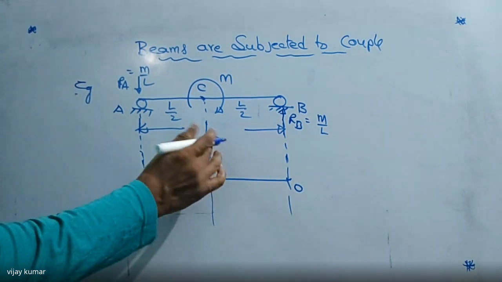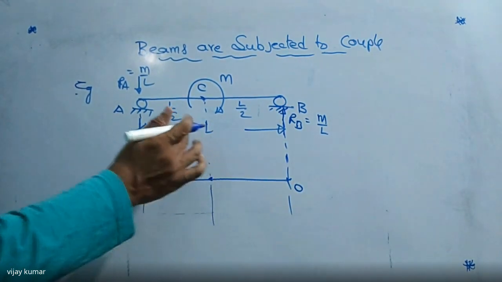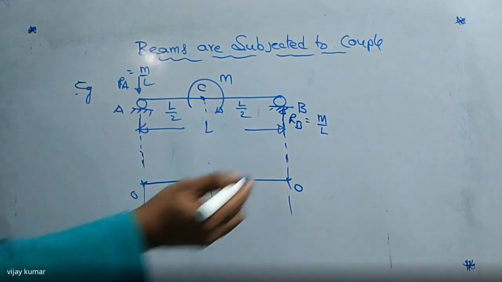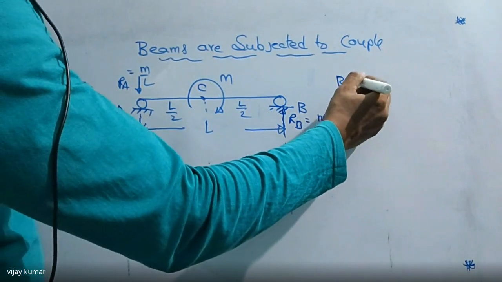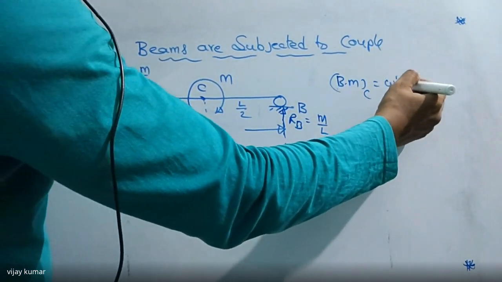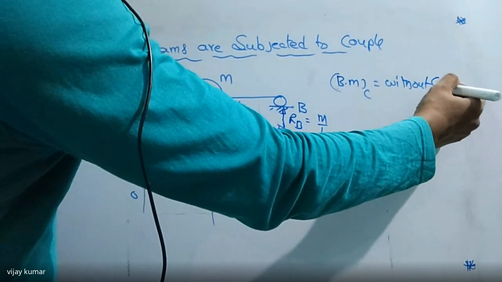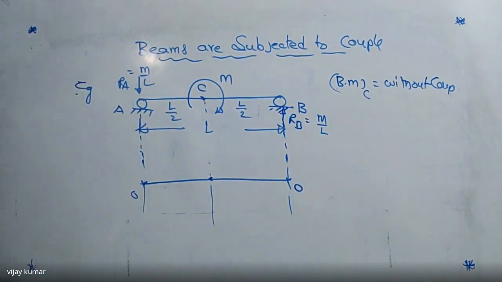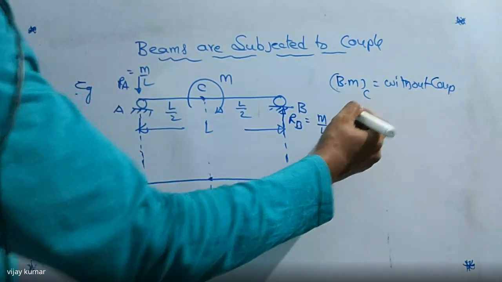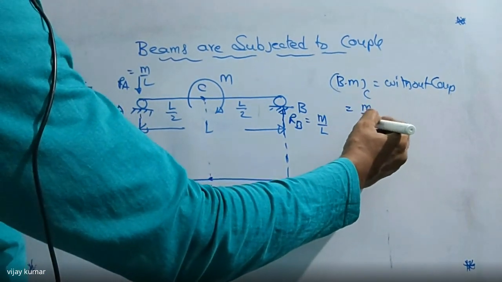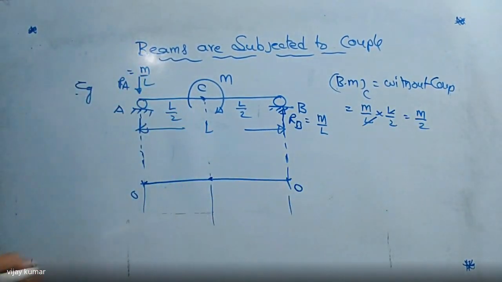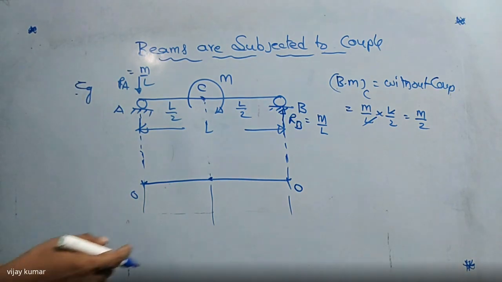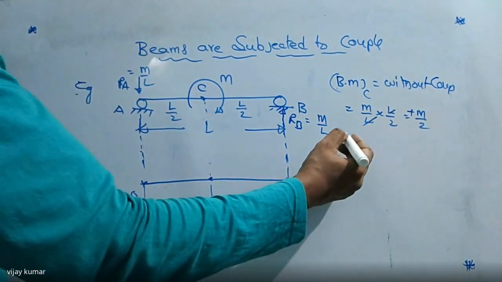I want to find the moment about C. Listen carefully. I want to find the moment about C. So here I am writing the bending moment about C without couple. How much do you get now? The bending moment at point C without couple is M by L into L by 2. That is M by 2, which is positive.